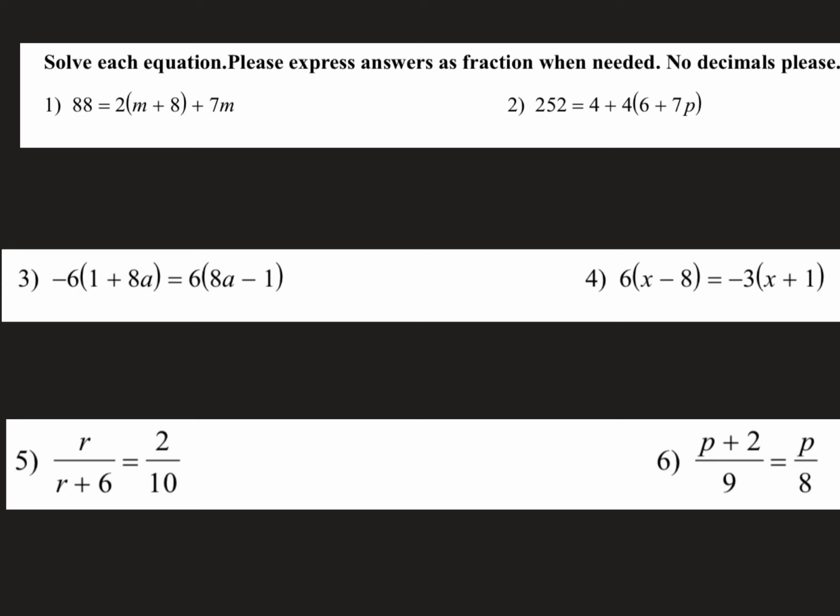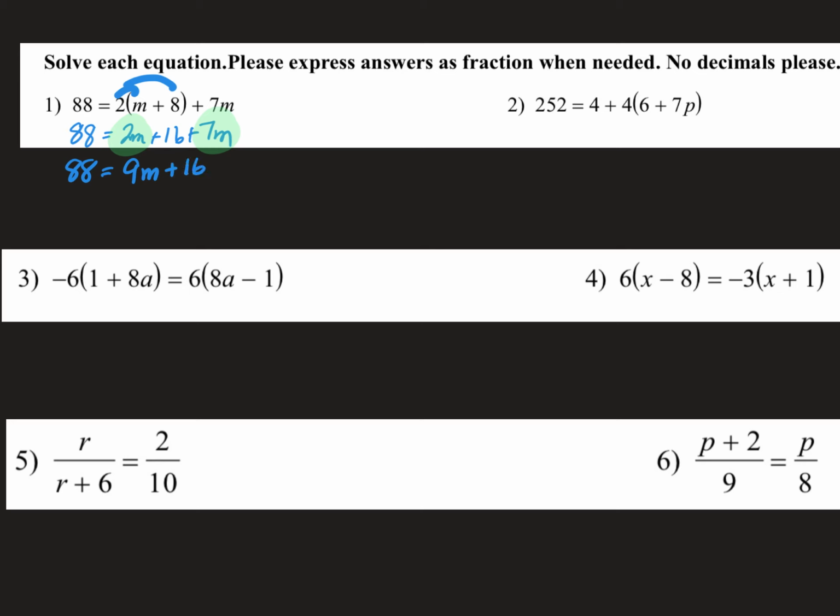So first, these first 6 questions are just review, so I will talk through them as I work them out. The first thing I'm going to do on number 1 is distribute. When I distribute, I have 88 equals 2m plus 16 plus 7m. Next, I'm going to combine like terms. 2m and 7m are on the same side of the equal sign, so those would be considered like terms. So I just combine them together to make 9m.